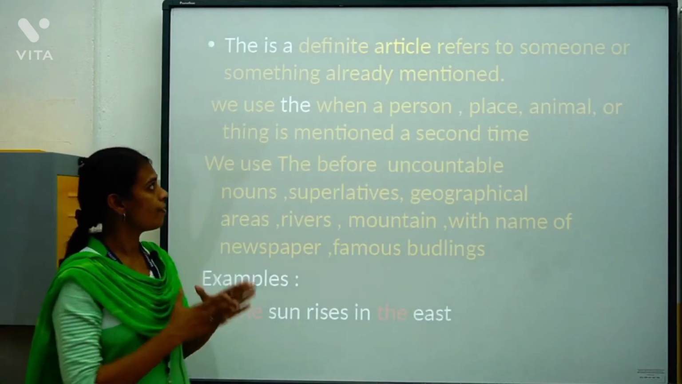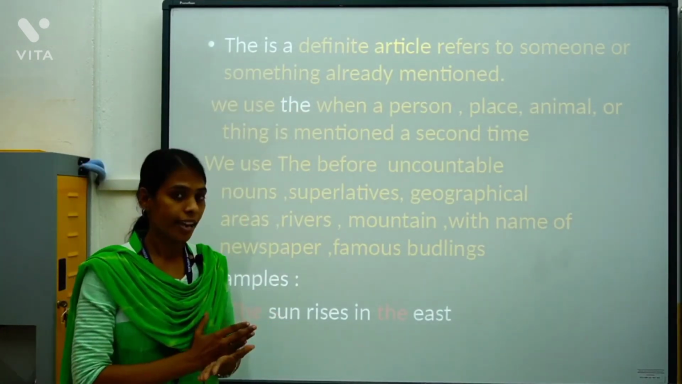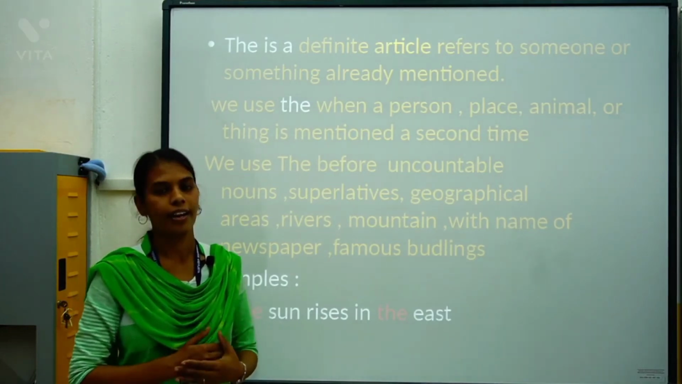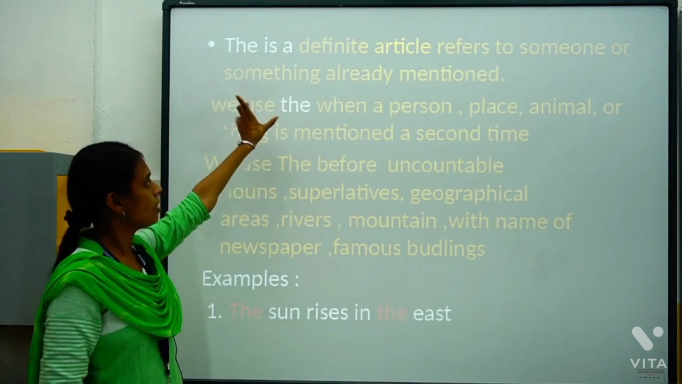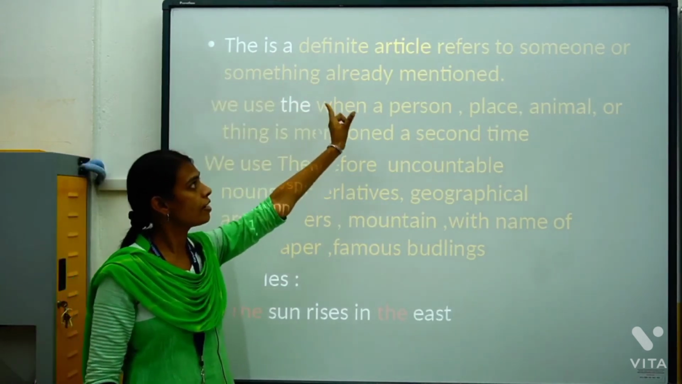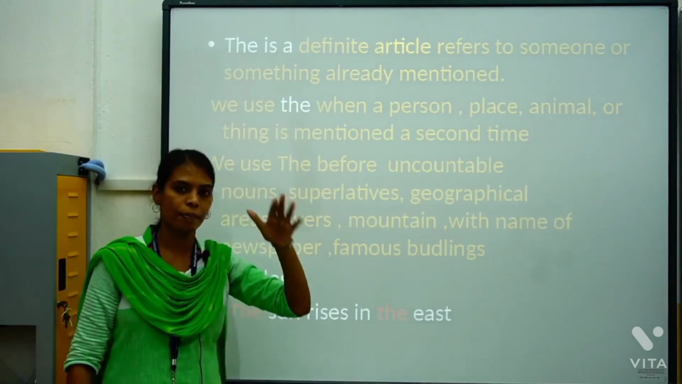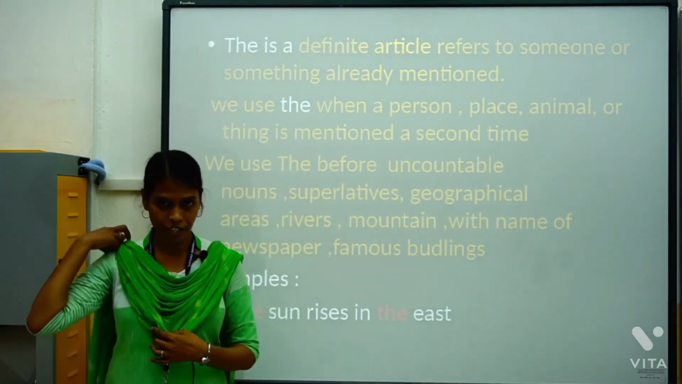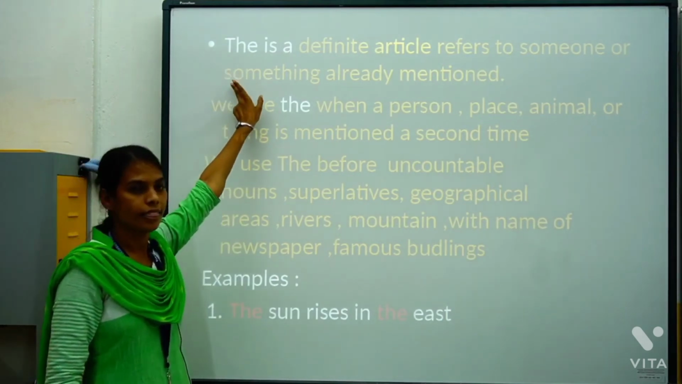Now this is the definite. Now we saw "a" and "an", right? The other article is "the". "The" is a definite article, which refers to someone or something that has already been mentioned. Okay, when we talk about that, we will add this article "the".